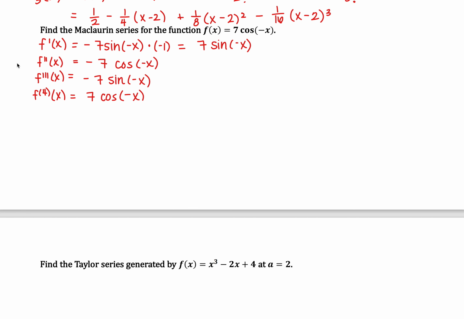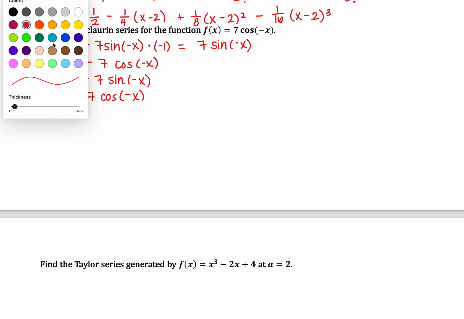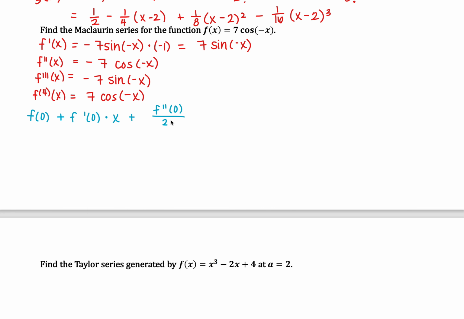Actually, let me switch to a different color here. So we have f of 0 plus f prime of 0 times x plus the second derivative evaluated at 0 over 2 factorial times x squared plus the third derivative evaluated at 0 over 3 factorial times x cubed plus the fourth derivative, once again evaluated at 0, over 4 factorial times x to the fourth, and it would keep continuing on.